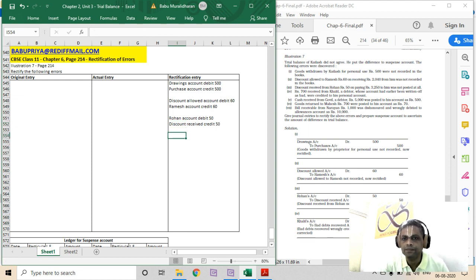Next one is rupees 700 received from Khalil, a debtor whose account had earlier been written off as bad, was credited to his personal account. So it's a bad debts recovered case. We have recovered a bad debt. So a debtor whose account had earlier been written off as bad was credited to his personal account. So no, it should go to bad debts recovered account, because Khalil account has been incorrectly credited. Let's debit Khalil account.